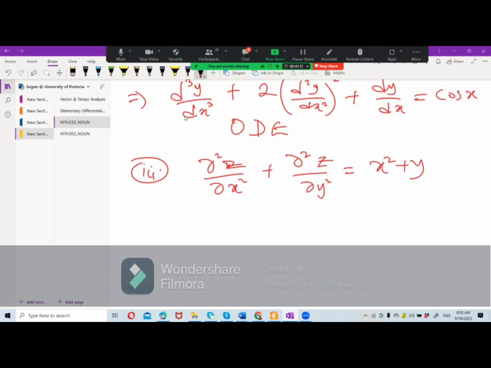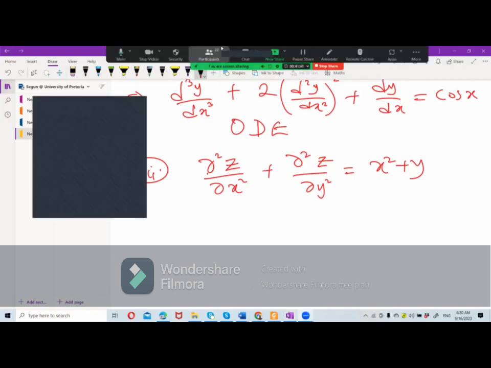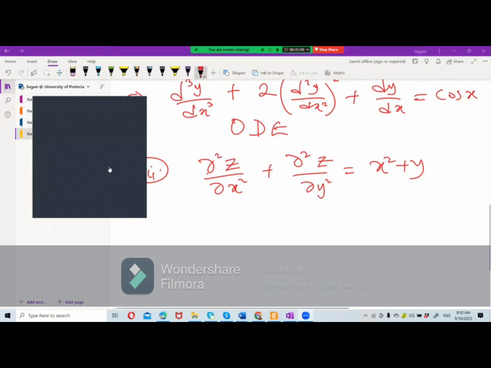So can we type it on the chat? What do you think this one will be? Is it partial or ODE? Type it on the chat. Put it on the chat. Let's quickly see. Yes, I can see A says it is a partial differential equation. Okay, who else supports? If you support, say yes. If you are not in support, say no. Okay, Kunle says no. Others say yes. Okay.